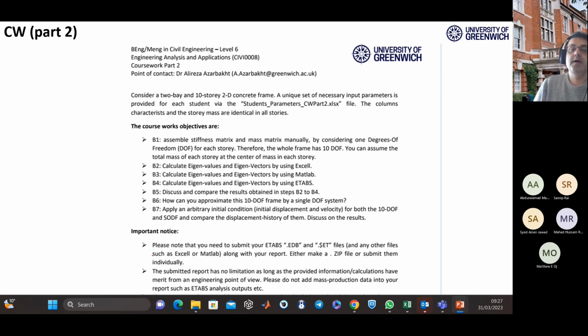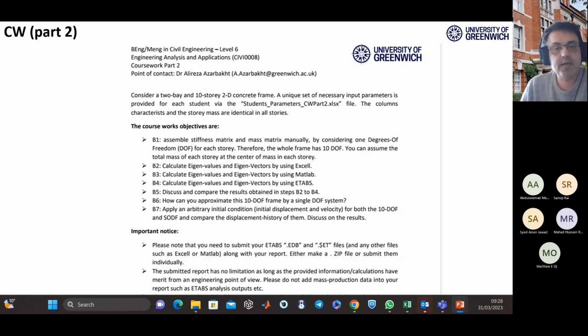very much the same. But there is a little difference between those Excel and MATLAB results and the results you get from ETABS, and there is an underlying reason for that. The difference is not too much, but there is a little bit of difference, and you need to compare those values and report the difference and discuss the reasons that you think the difference is coming from. So this is about B5.